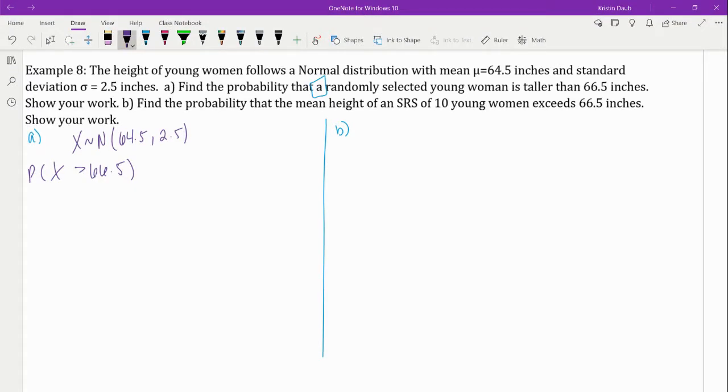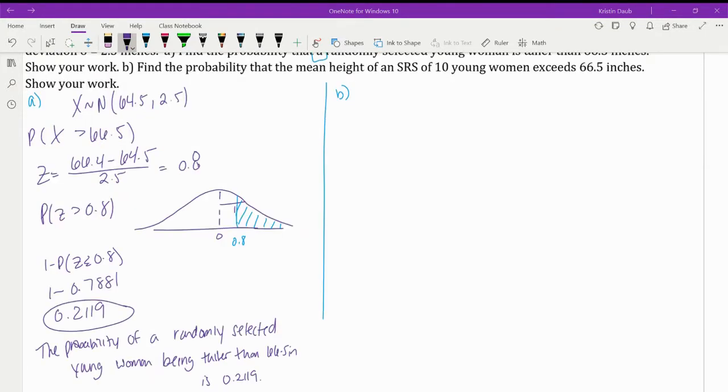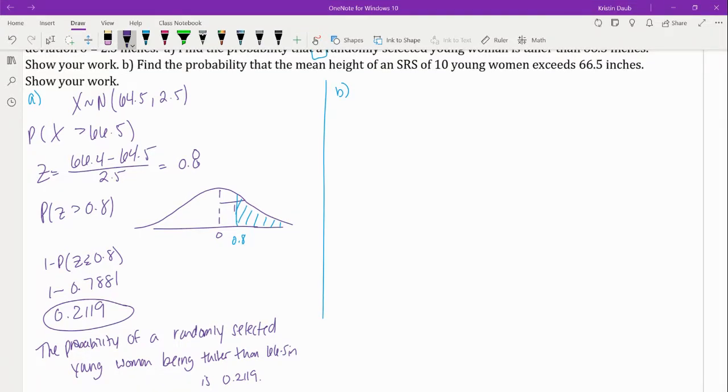I'd like you to pause the video and see if you can fill in all of the parts that you would need, just like we've practiced this in class. See if you can get every piece of the puzzle here, and I'll put my work up on the screen here in just a second. All right, you can check your work against mine. Let's move on to part B.